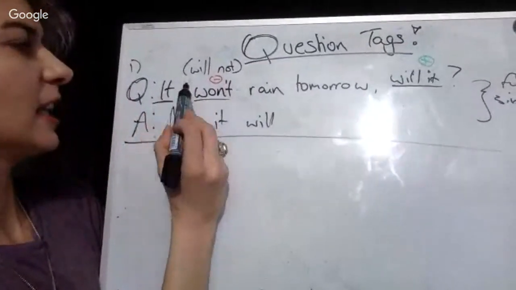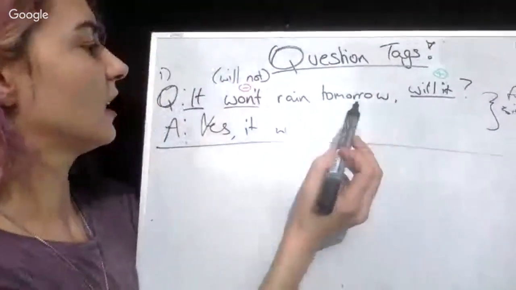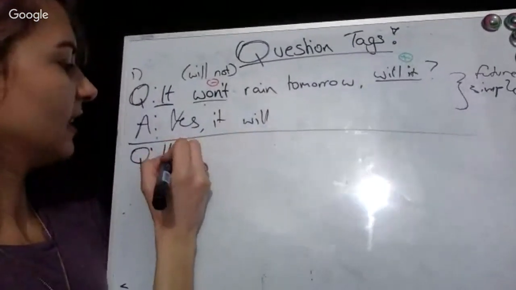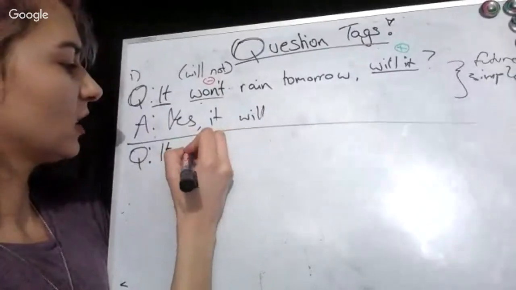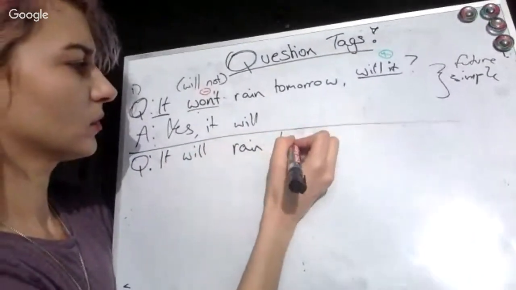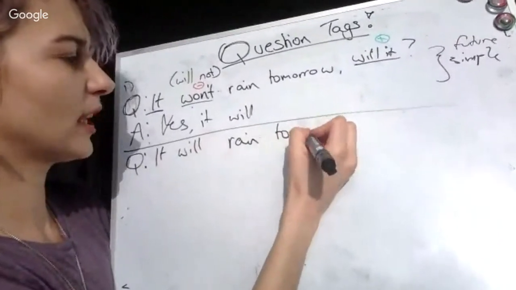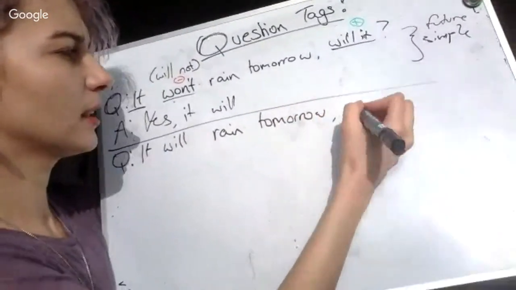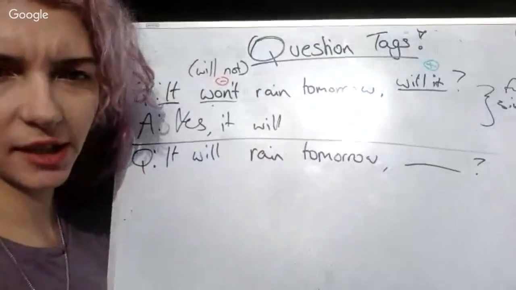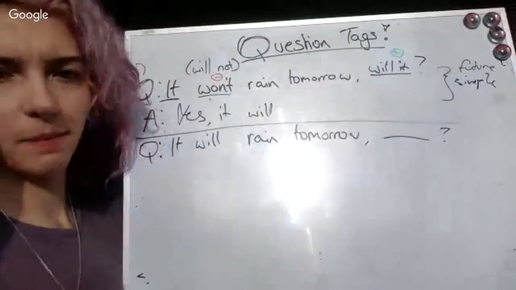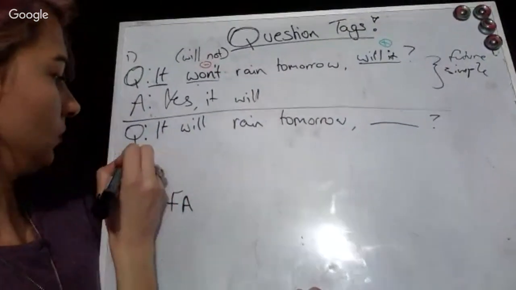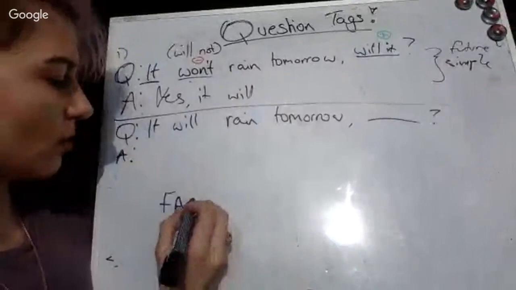If I say it won't rain tomorrow, will it? It means I think it won't. If I think it will, I'll say it will rain tomorrow. What's the question tag here? It will rain tomorrow. What do you think? What's the correct question tag? I'll give you a moment to answer in the comments.